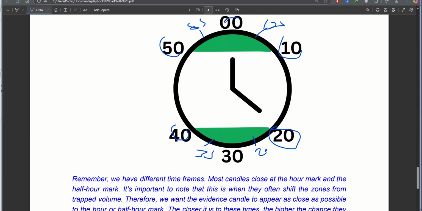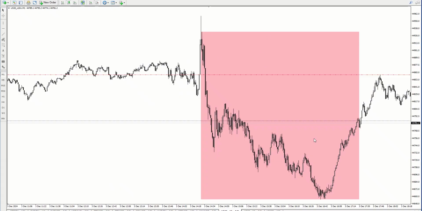Why? Because the main goal is to take a trade near these numbers, near the clock or near the half past mark. This is highly important. You take it near the half past or near the hour mark. And by the way guys, just to remind you, you only have 3 hours. In that 3 hours, they are not going to build multiple patterns, and they are not going to give you multiple evidence candles. That's why you should execute when you see it.